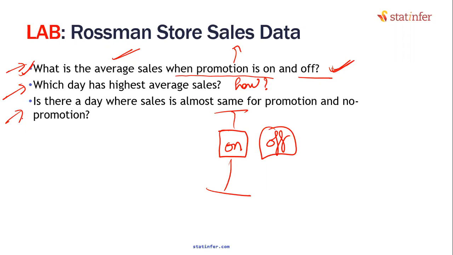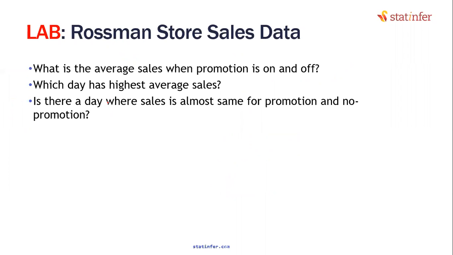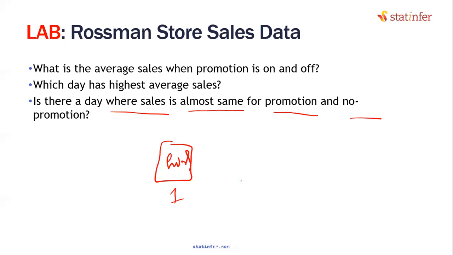Is there a day where sales is almost same for promotion and no promotion? Now this is a slightly tricky question. Basically what happens is when there is a promotion, sales is high and promotion is 1. When promotion is 0, sales is low. What I want to ask you is there a day that is against this pattern?